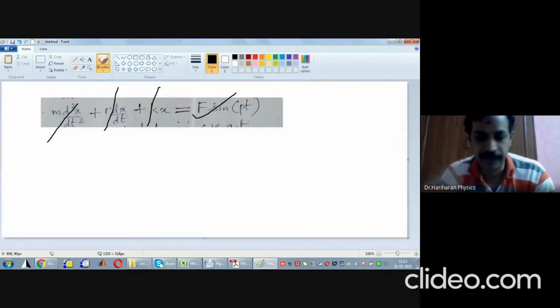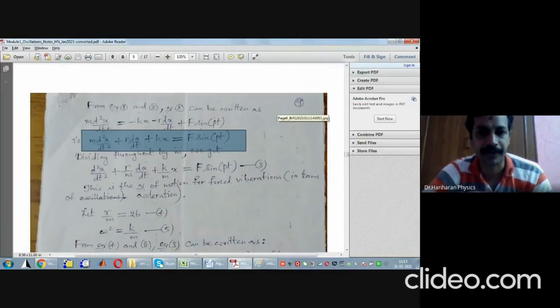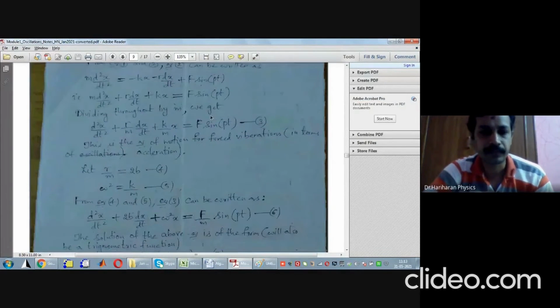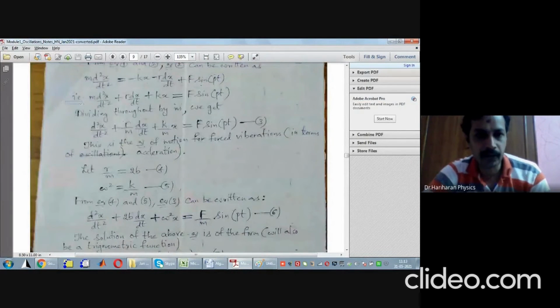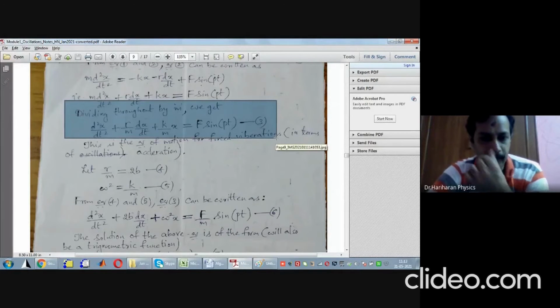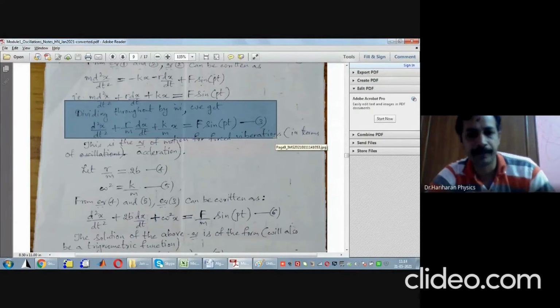Now, in terms of acceleration, all I have to do is divide force by mass. Therefore, the next step: dividing throughout by m, we get d²x/dt² plus (r/m) dx/dt plus (k/m) x equal to (F/m) sin(pt), which we call equation 3.